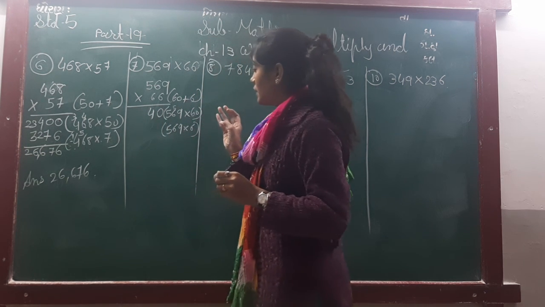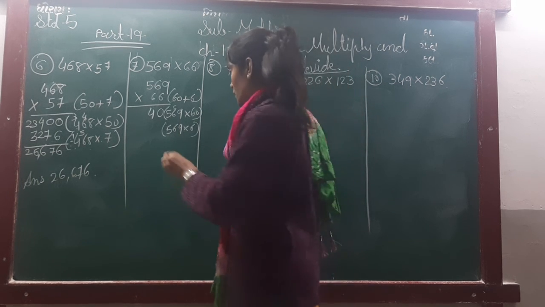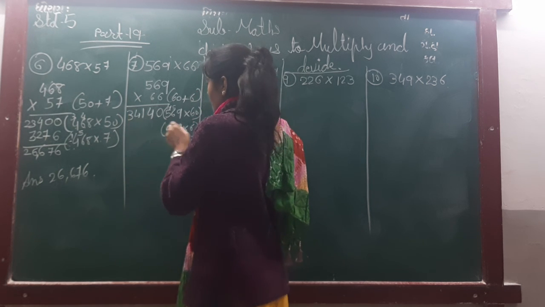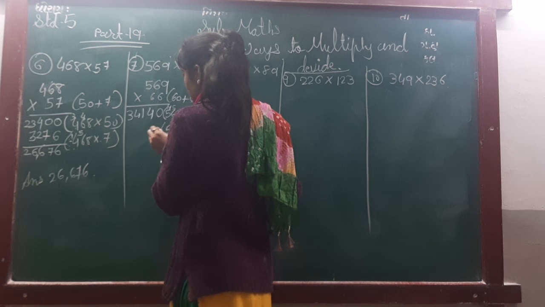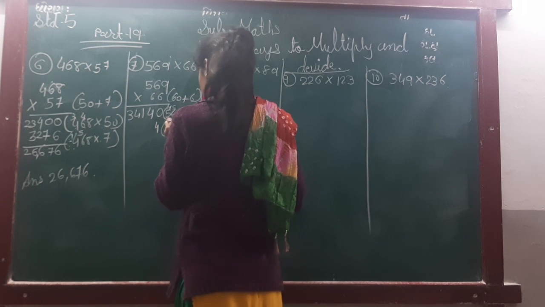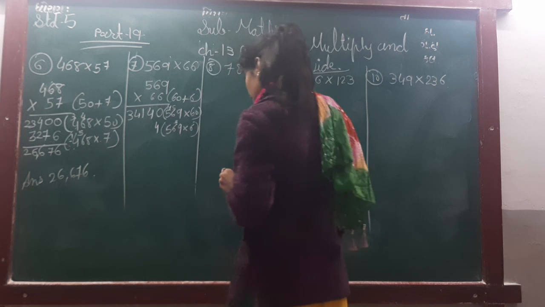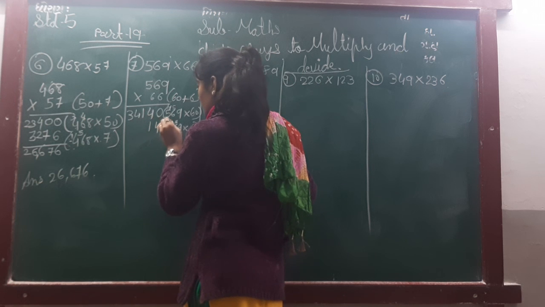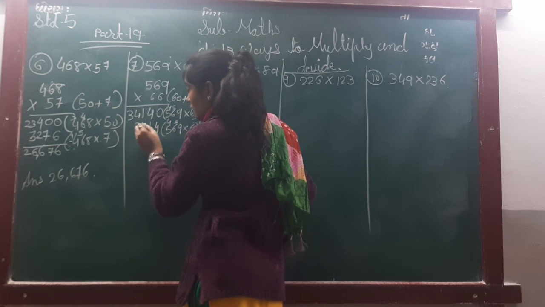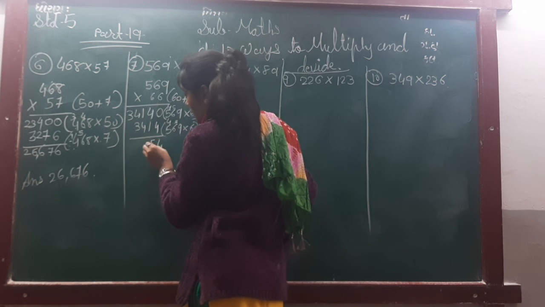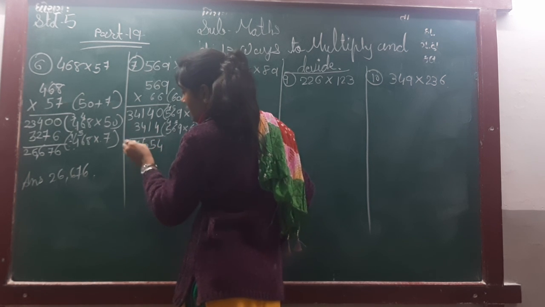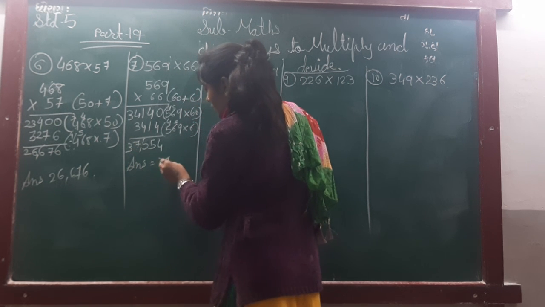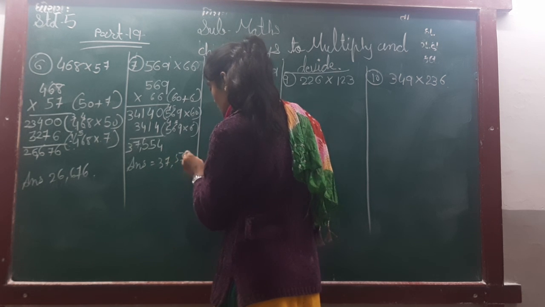66, 37, 38, 39, 40, 41. 6, 5 are 30 and 4, 34. 6, 9 are 54. 6, 6 are 36, 37, 38, 39, 40, 41. 6, 5 are 30 and 4 are 34. 4, 5, 5, 7, 3, 37,554. Okay.